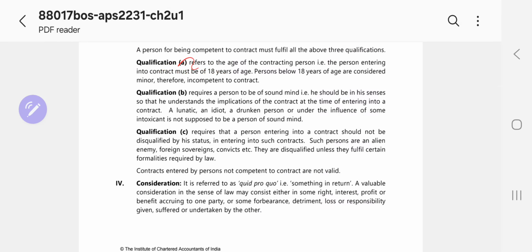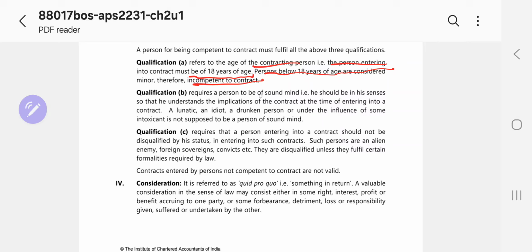Here you can see qualification A refers to the age of the contracting person, that is, the person entering into a contract must be 18 years of age. Below 18 years he is considered a minor, and a minor cannot enter into a contract with any person. So persons below 18 years of age are considered minors, therefore incompetent to contract.